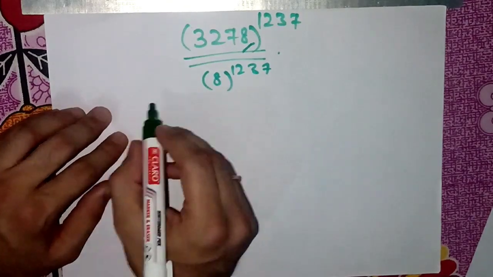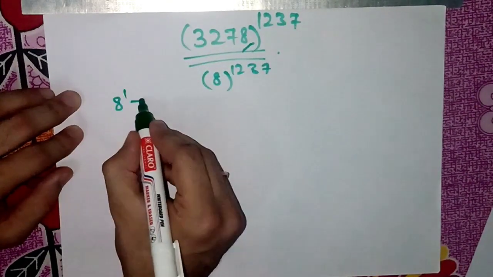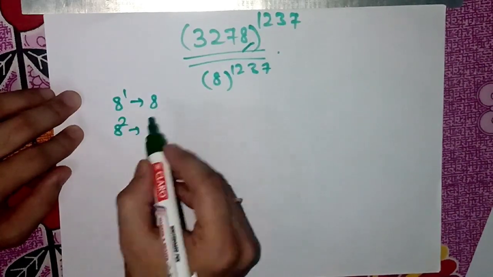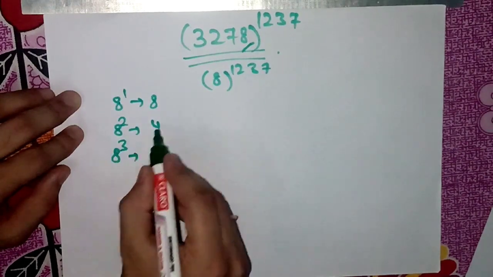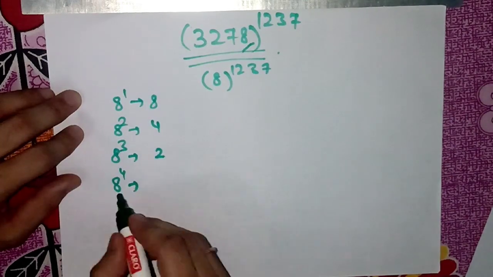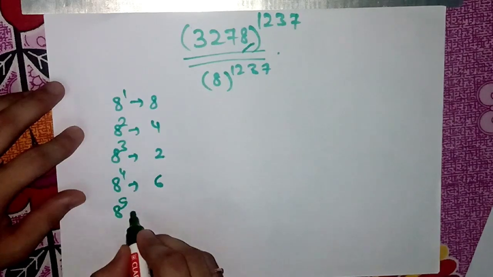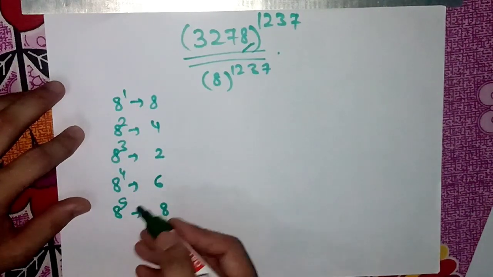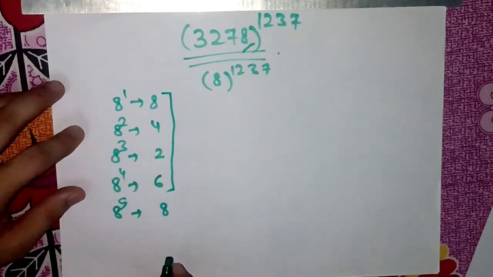Now we will find the cyclicity of 8. 8 to the power 1 gives you 8, 8 to the power 2 will give you 64, so 4. 8 threes are 24, so 2. 8 to the power 4 gives 6, 8 to the power 5 gives 8. So the cyclicity of 8 is also 4.